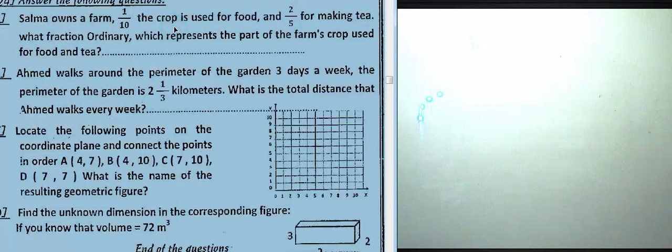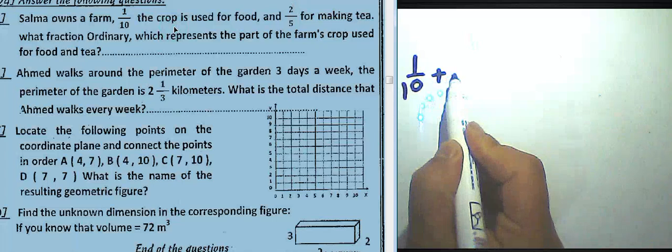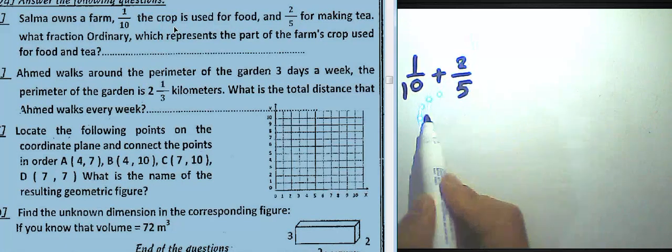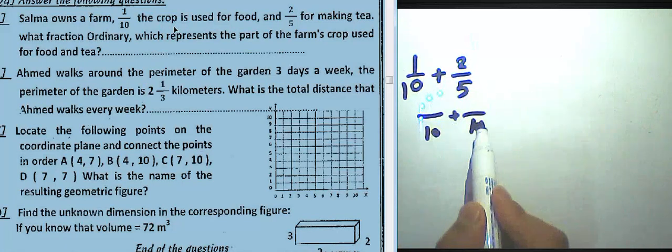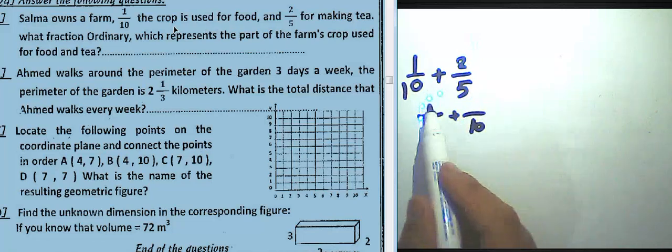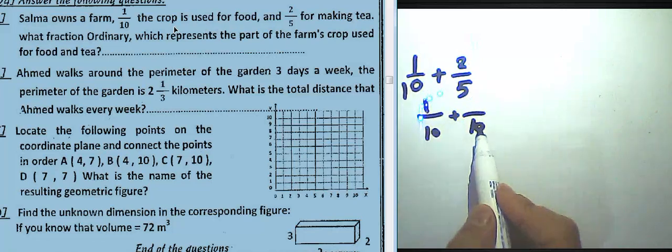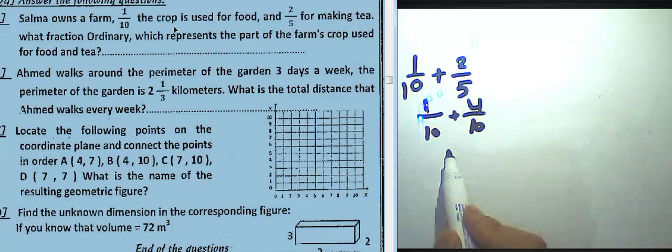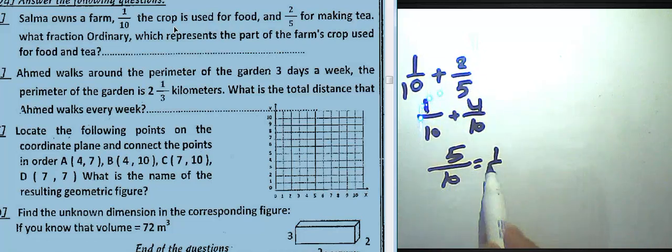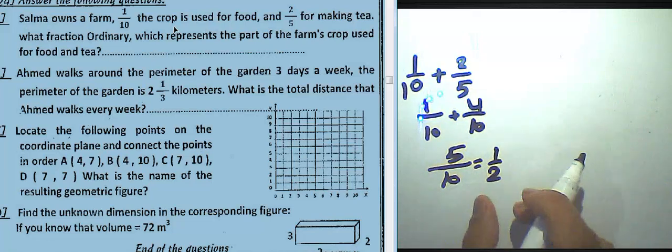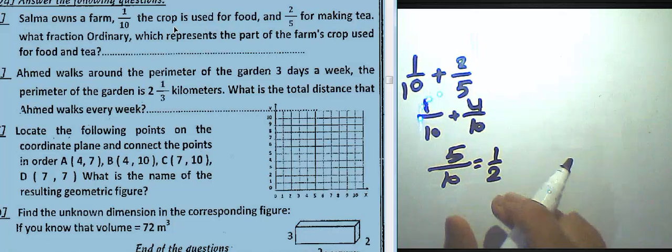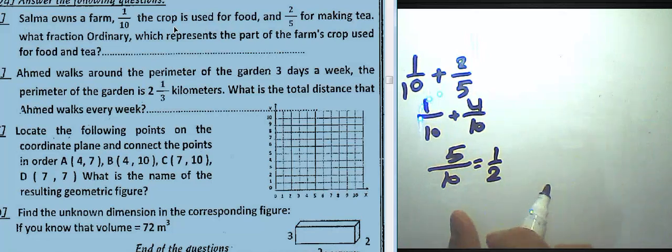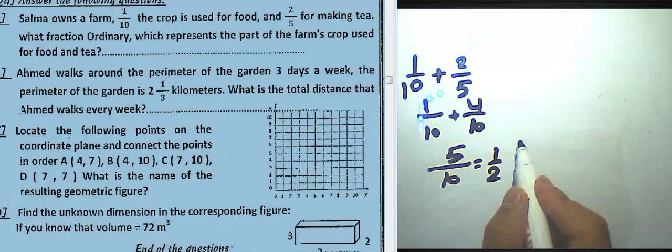We can add them, 1/10 and 2/5. The least common multiple between them equals 10. 10 can be divided by 5. 10 divided by 10 equals 1, 1 times 1 equals 1. 10 divided by 5 equals 2, 2 times 2 equals 4. The result will be 5/10, so it will be 1/2. Okay, the result will be half. This represents the part of the farm's crop used for food and tea.